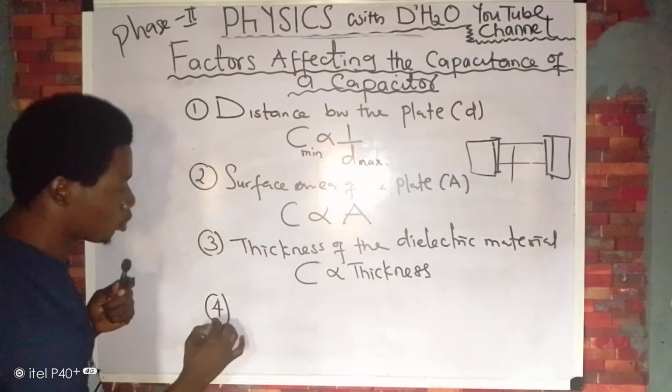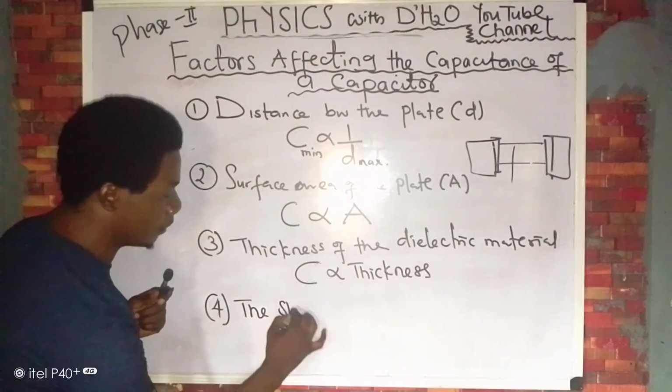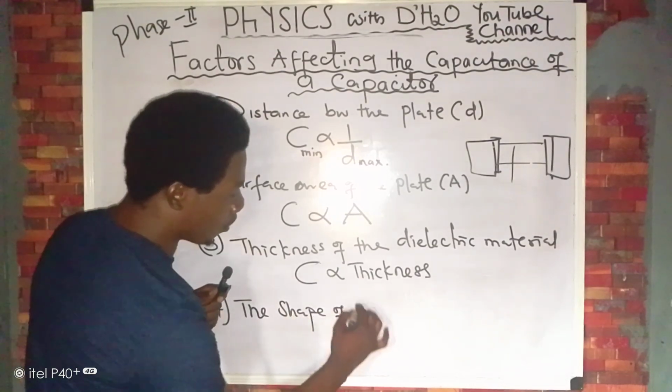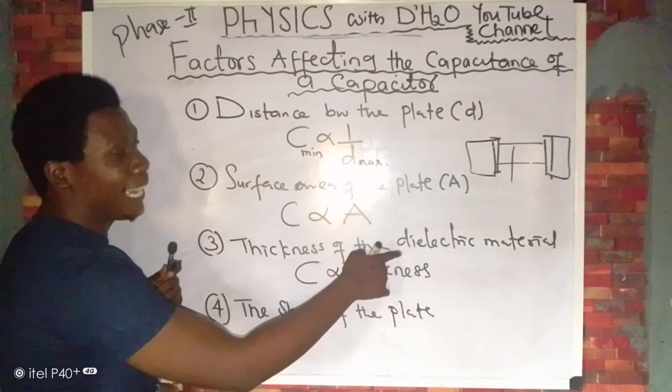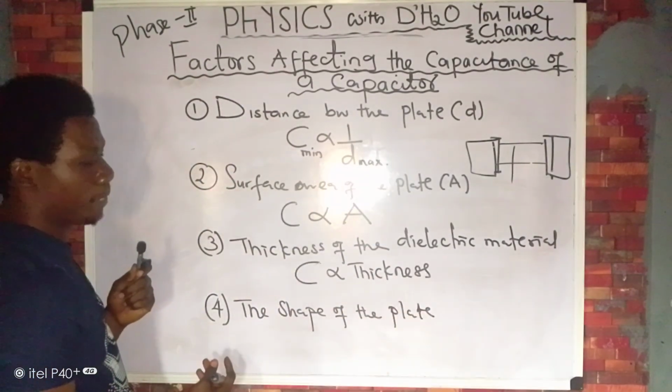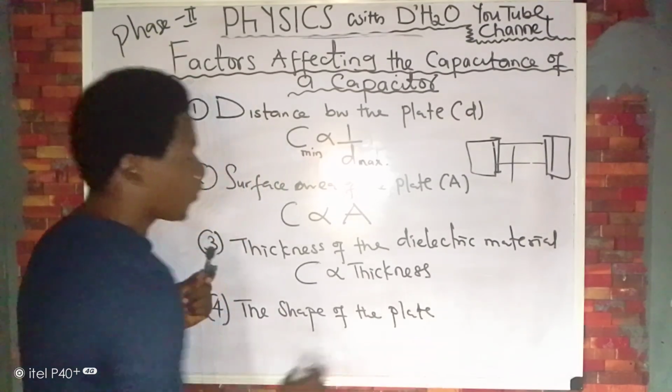Number 4, we'll talk about the shape of the plate. This can also be recorded as the nature of the dielectric material. Then you have the shape of the plate.